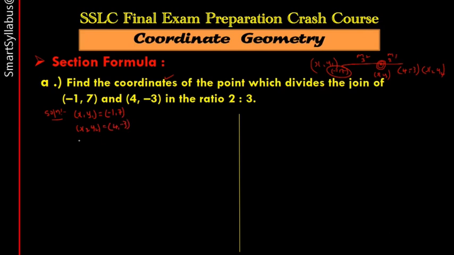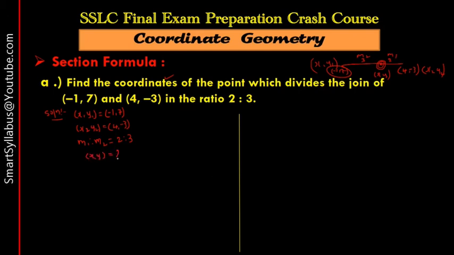Now this 2 and 3 is nothing but m1 is to m2, the ratio. So this is 2 is to 3, in the sense m1 is 2 and m2 is 3. Now we have to find out xy. So first, to make the values clear like this, now write the formula and substitute.